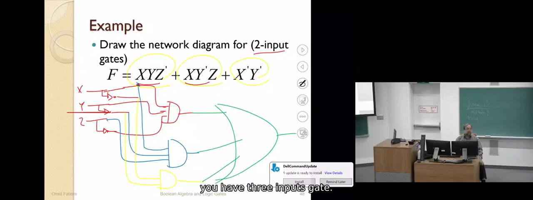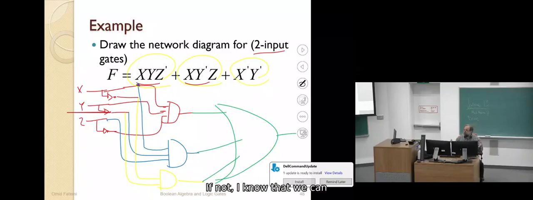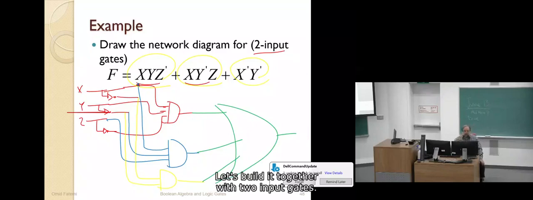You have three input gates. We know everything goes to transistors. If with transistors you can build three input gates, okay, good, use it. If not, I know that we can build two input gates, then use two input gates. As an example, as a problem, I ask you now to think of two input gates. Let's build it together with two input gates.